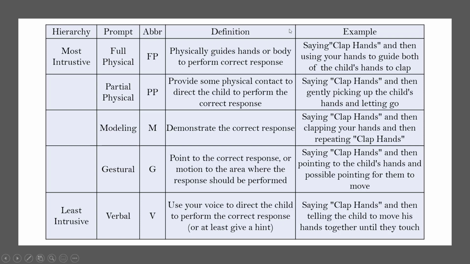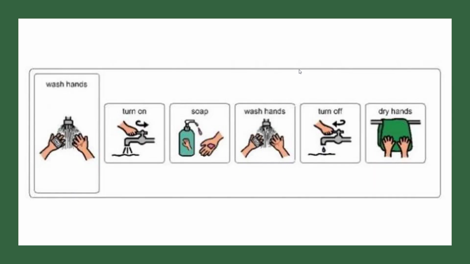And then you have the most intrusive, which is your full physical. So you're going to physically guide the hands or the body to perform the correct response. So you say clap your hands, and you take both of the kid's hands and guide both of them and clap the child's hands for them. So that's an example of all the different prompts in that prompt hierarchy.